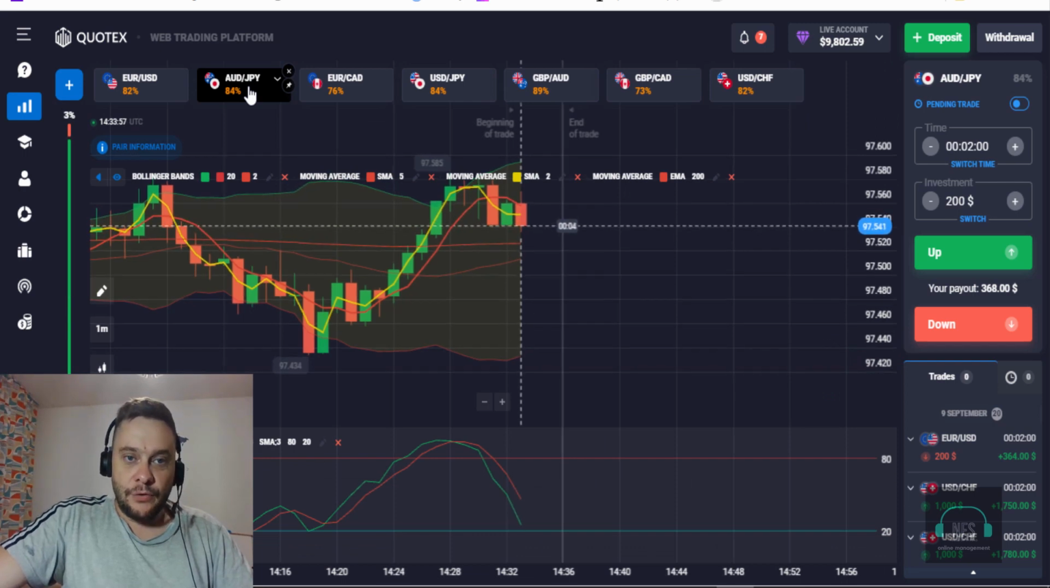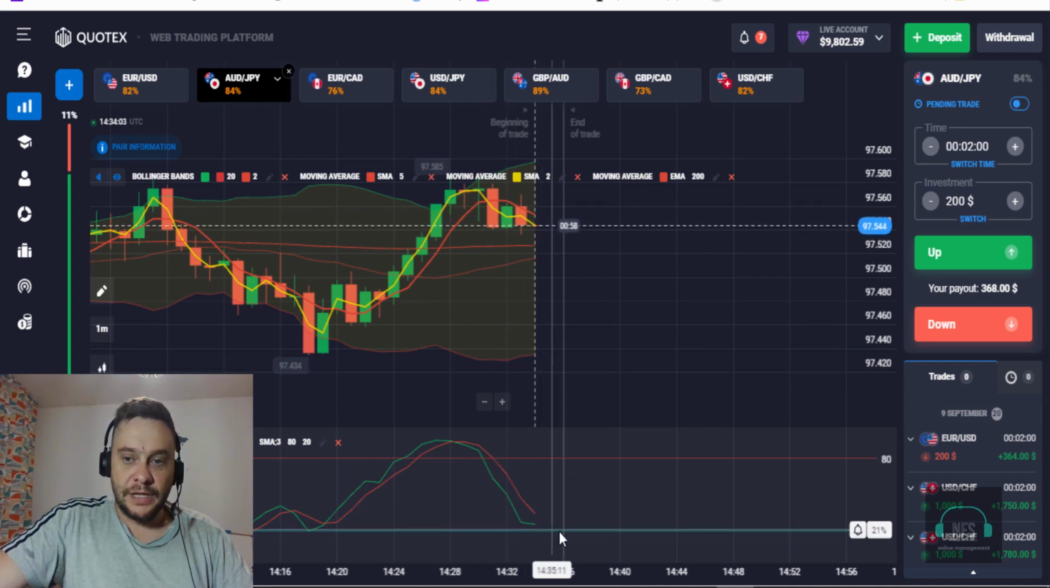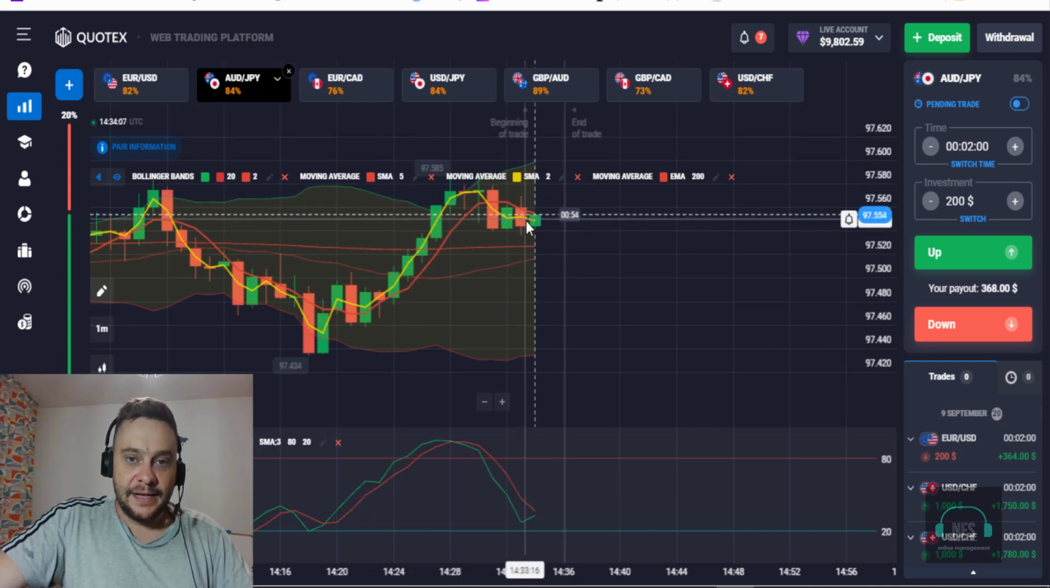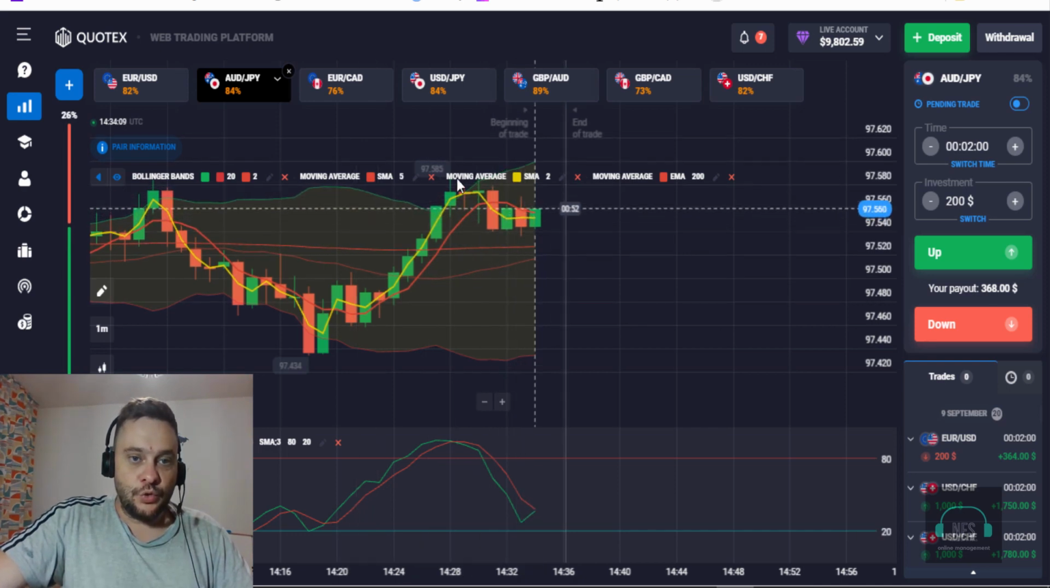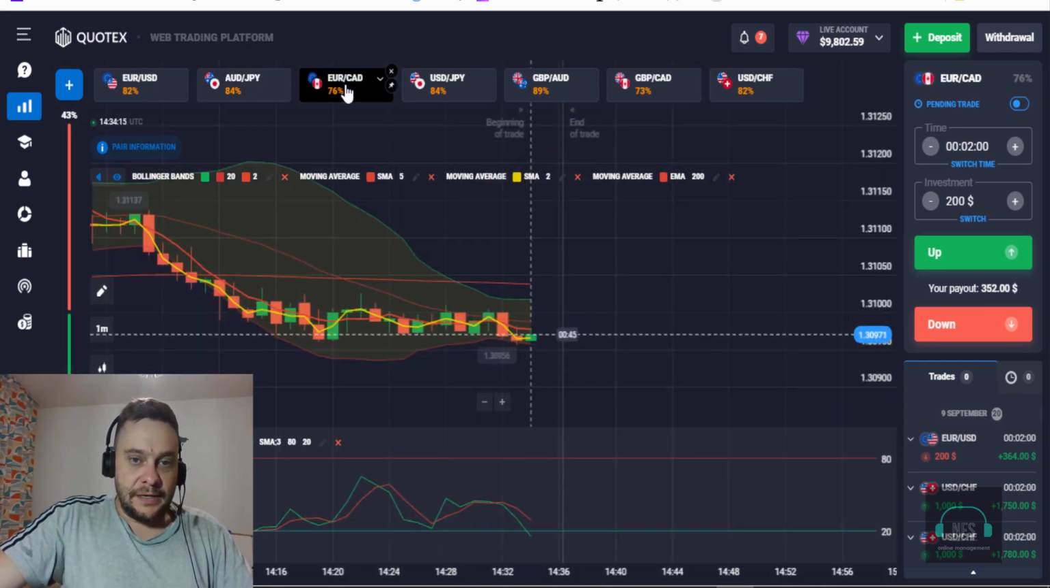Let's go to Australian dollar, Japanese yen. Yes, we are not yet in the oversold level here of 20, so we will be waiting, and we are close to the upper line of the Bollinger Bands. Let's see Euro Canadian dollar.